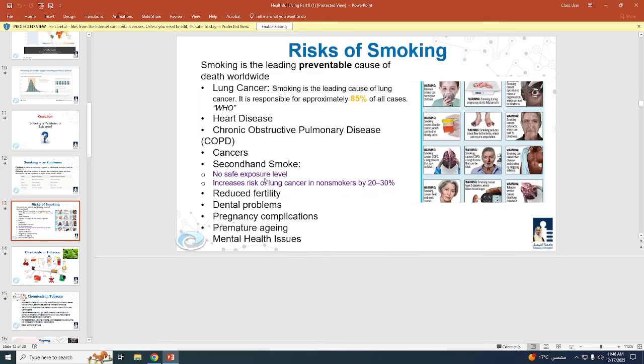The risks of smoking: you will know that it's responsible for 85% of all cases of lung cancer. This is important. So 85% of lung cancer is caused by smoking.